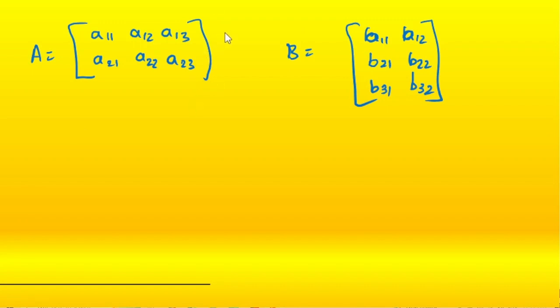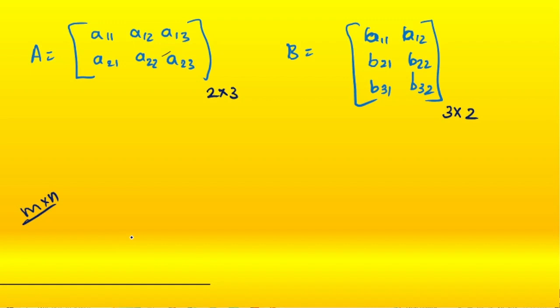Can we add these two matrices? First of all, tell me what is the order of this matrix. How should we write the order of the matrix? M by n. M should be the number of rows and n should be the number of columns. Here two rows and three columns are there, so this is a 2 by 3 matrix. Here 3 rows and 2 columns are there, so this is a 3 by 2 matrix.